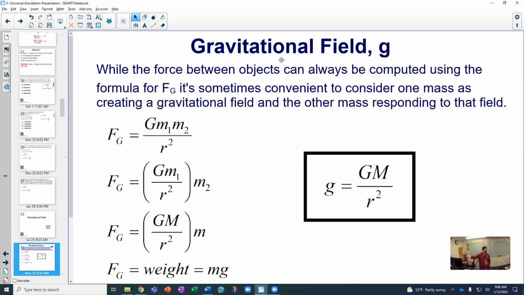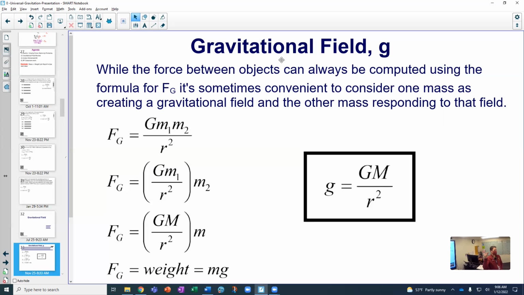Now, if you take G, 6.67 times 10 to the negative 11, times m, the mass of the Earth, 6 times 10 to the 24th, and divide it by the radius of the Earth, I forget that number, and square it, that gives you 9.8. Okay? If you take the mass of the Earth and the radius of the Earth and square it and plug it in here, you get 9.8. That's where it comes from.